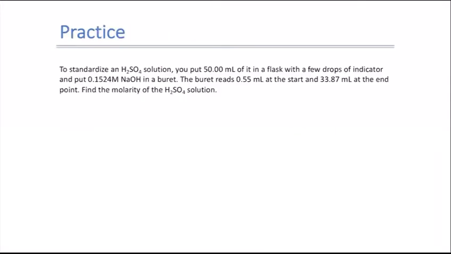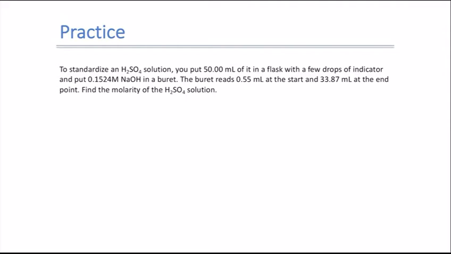Let's practice this idea. If we wanted to standardize a solution of sulfuric acid, you're going to put 50 milliliters into a flask, add a few drops of indicator, and then have a 0.1524 molar solution of sodium hydroxide in the burette. Your burette reads 0.55 milliliters at the start and 33.85 milliliters at the end. What's the concentration of the sulfuric acid?